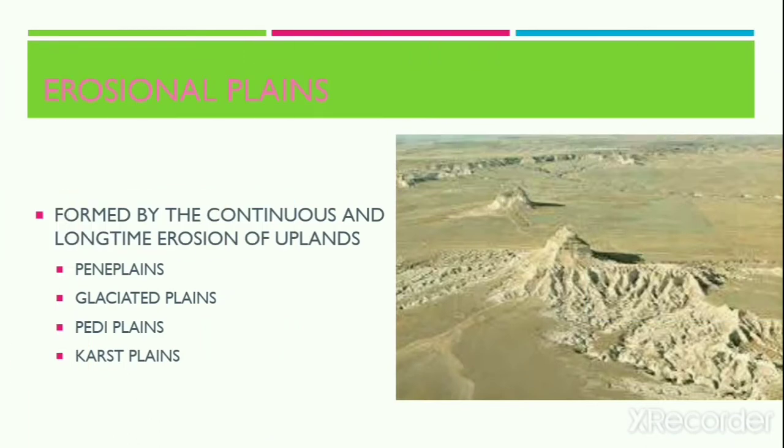The erosional plains, which we commonly term as peneplains, are formed by the continuous and long-time erosion of uplands. The surface of such plains is hardly smooth, and hence we also term it as peneplain. The erosional plains are further classified into peneplain, glaciated plain, pediplain, and karst plain.